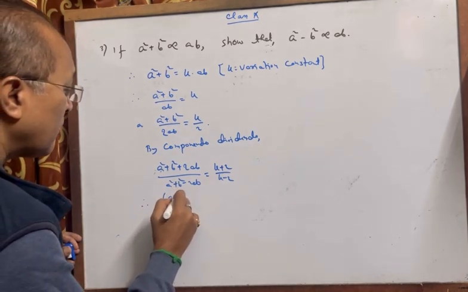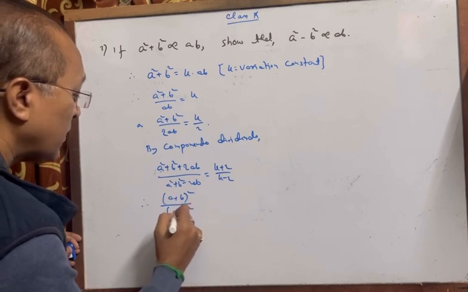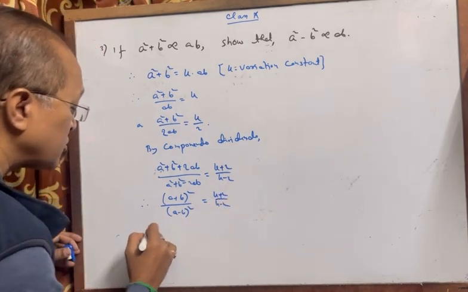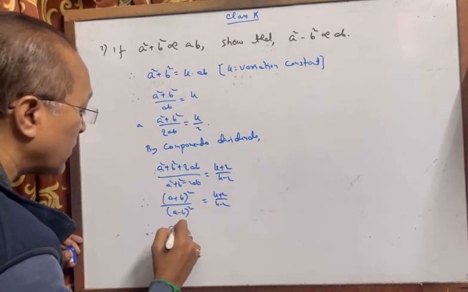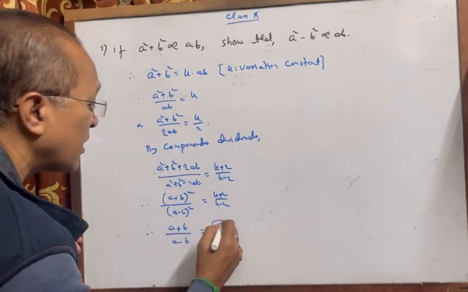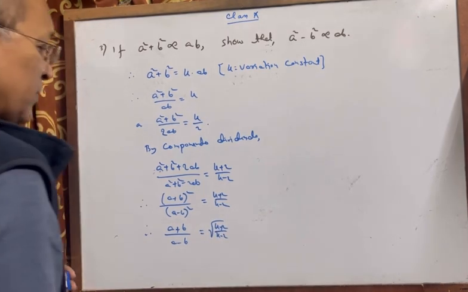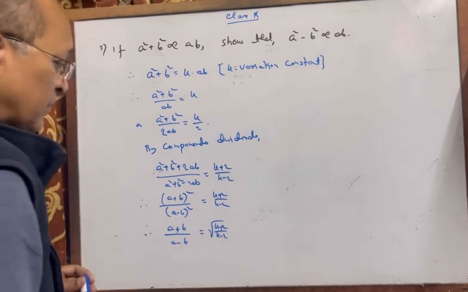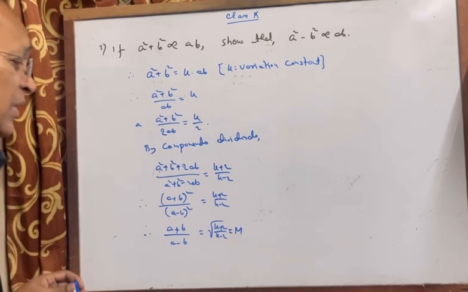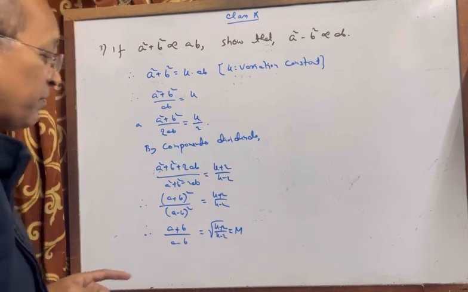Therefore, a plus b whole square by a minus b whole square is equal to k plus 2 by k minus 2, or by square rooting we can have a plus b by a minus b is equal to root over k plus 2 by k minus 2. Right. It means, let this one be m. Root over k plus 2 by k minus 2 can be considered as m. Okay.